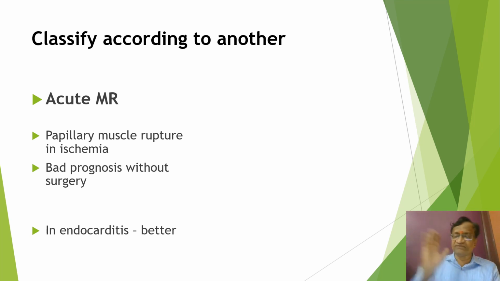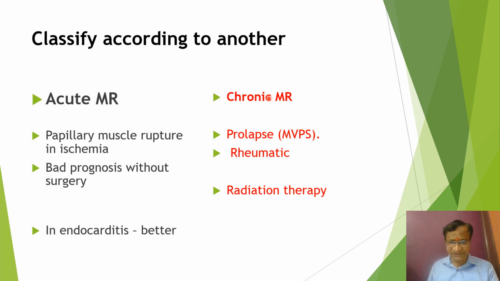Now there is a different type of classification. When the symptoms are acute, that is an acute MR. When the symptoms are insidious, then you say it's a chronic mitral regurgitation. So if there is a heart attack or infarction, papillary muscles have ruptured, and the patient develops acute MR. And endocarditis, acute MR. Now prolapse, congenital, radiation, rheumatic, all these things develop an insidious onset and progress. Then we can call it chronic MR.